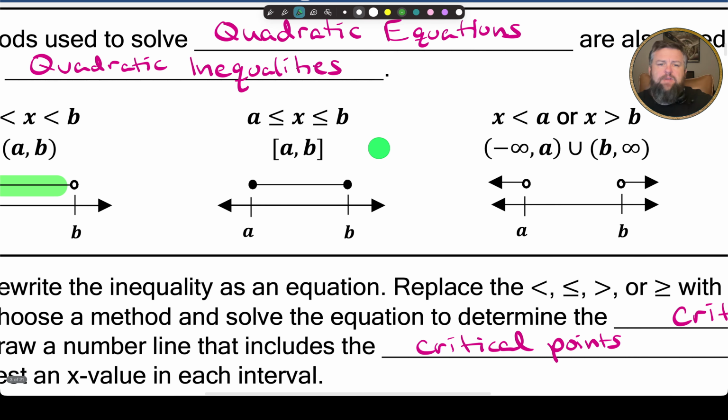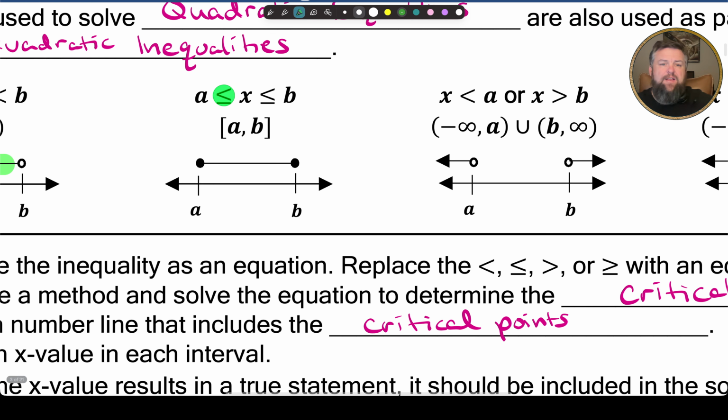And the next one, we have A is less than or equal to X, which is less than or equal to B. So this one is inclusive because it's the equal part of it as well. So it's inclusive AND. So X is greater than or equal to A, and X is less than or equal to B.